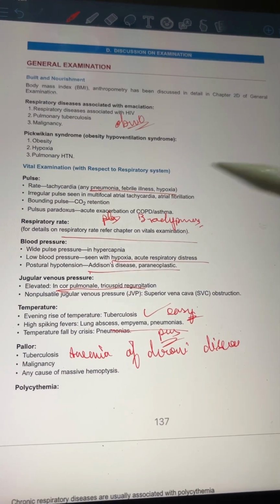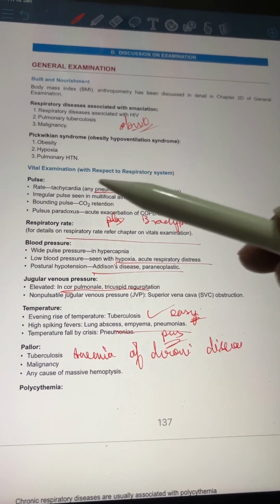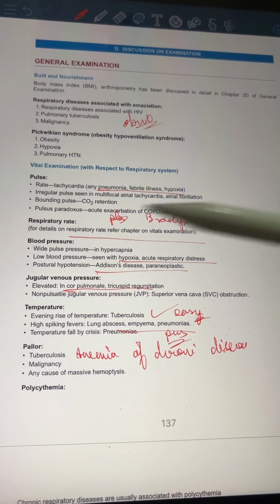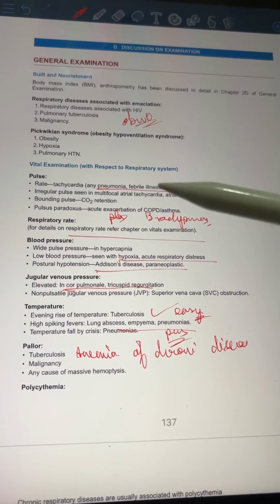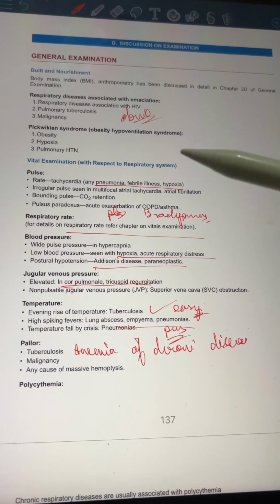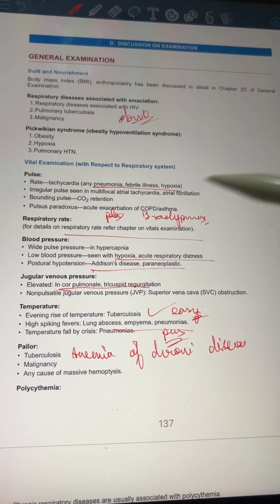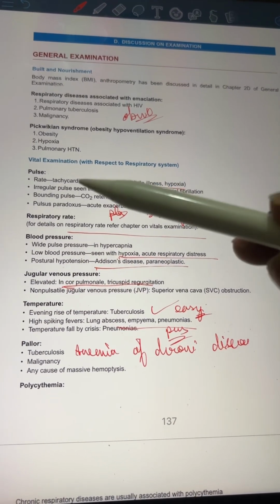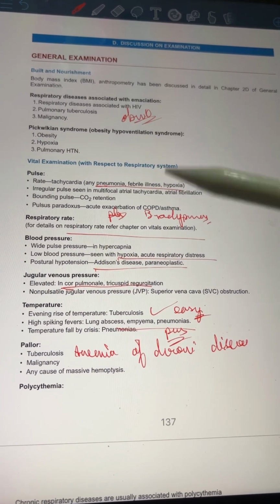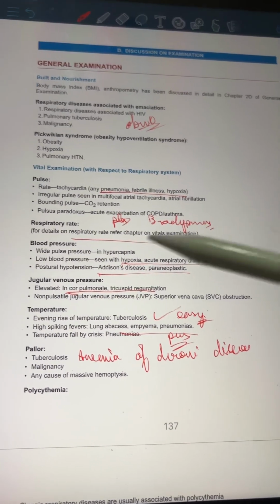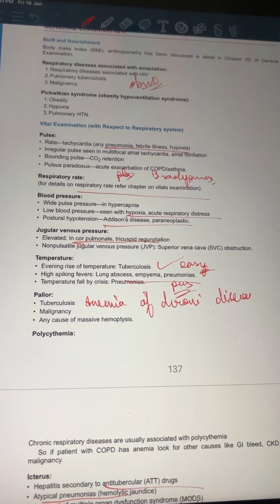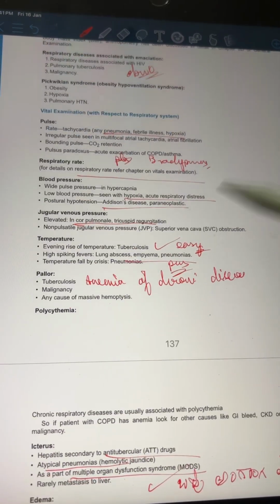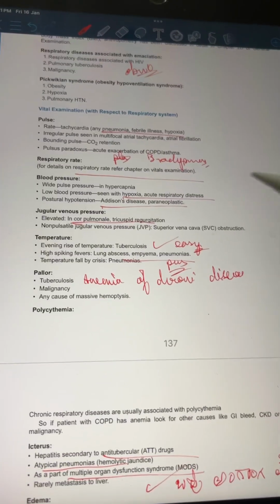Coming to general examination in the respiratory system, pulse: obviously, in any febrile illness, the temperature would rise. For every 1 degree rise in temperature, the pulse rate increases by 10. So that's why tachycardia is there. This one point is enough, I think. Respiratory rate, bradypnea and tachypnea, you read in general examination. BP: there is wide pulse pressure in hypercapnia.